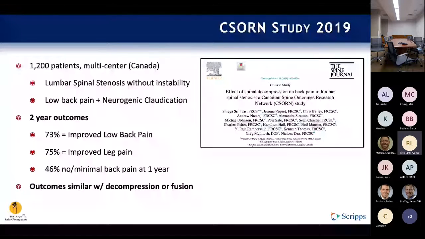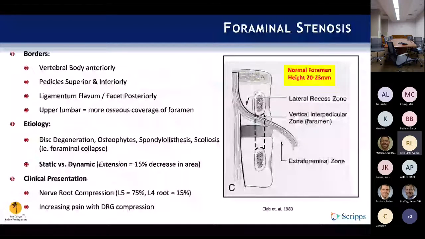So just showing some results that surgery will help. For counseling, you may have some gain with improving patients' back pain, although predominantly it's leg symptoms we talk about with lumbar spinal stenosis.